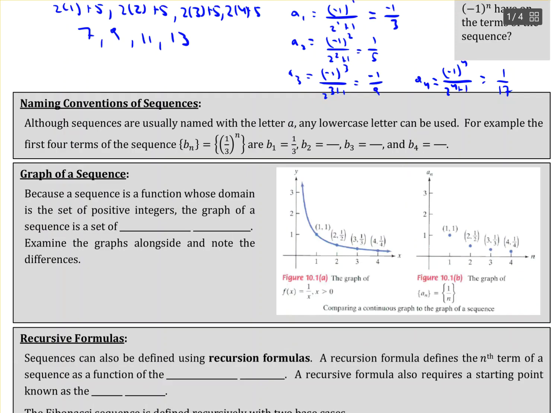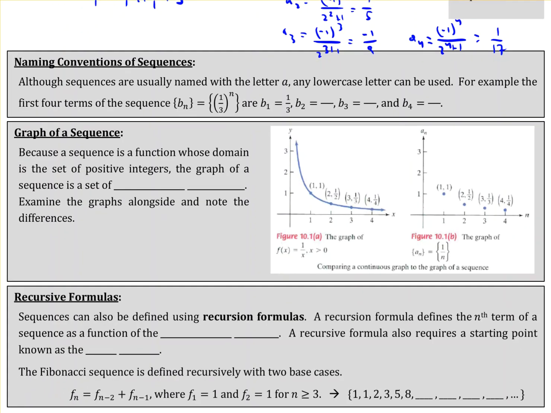All right, and then the graph of a sequence. Remember how I said they're basically functions where we can only plug in whole numbers or positive integers? Well, if you compare these two graphs, notice they're exactly the same as far as if I just take the integer points on this one, then I've got the graph of the sequence. So it's basically a set of ordered pairs.